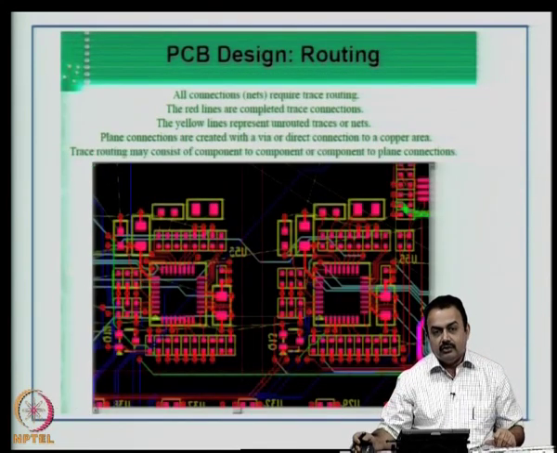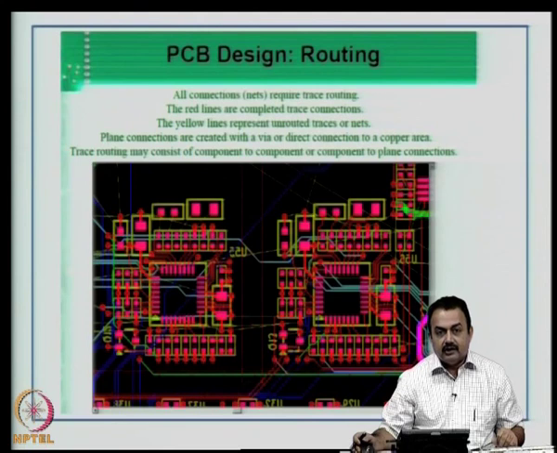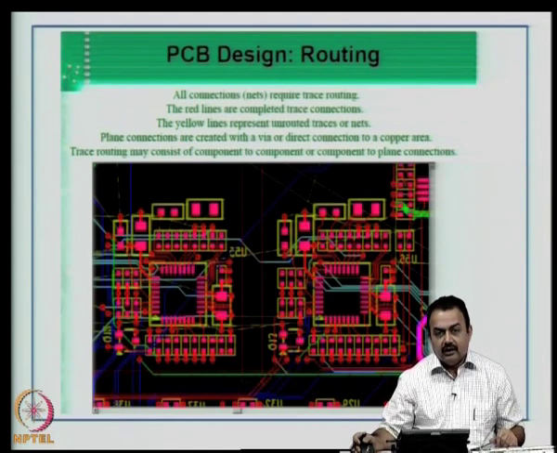Then we go to the routing program, utilize the routing efficiency of your CAD program to interconnect the components based on the netlist information that you have generated. All connections or nets require trace routing. The red lines, as you can see here in this particular figure, are completed trace connections. The yellow lines represent unrouted or incomplete traces or nets.